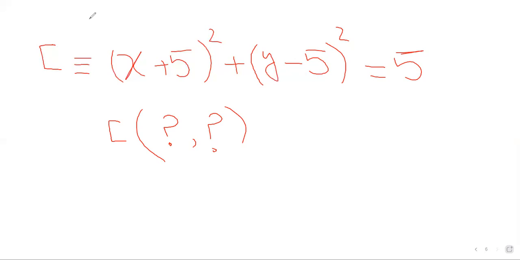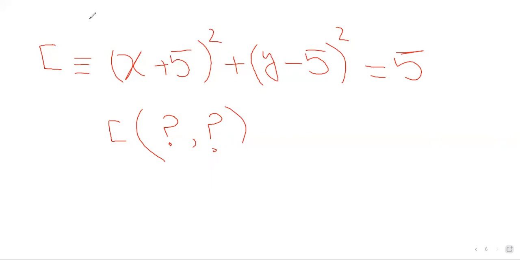Do you know the standard form of the equation of a circle? Yeah, I'm pretty sure. It's like x minus a squared plus y minus b squared is equal to radius squared, or something. Is that what it is? Oh yes. Then what is the center? The center should be, isn't it, negative 5, 5? Yes, negative 5 comma 5? Yes, it's absolutely right.